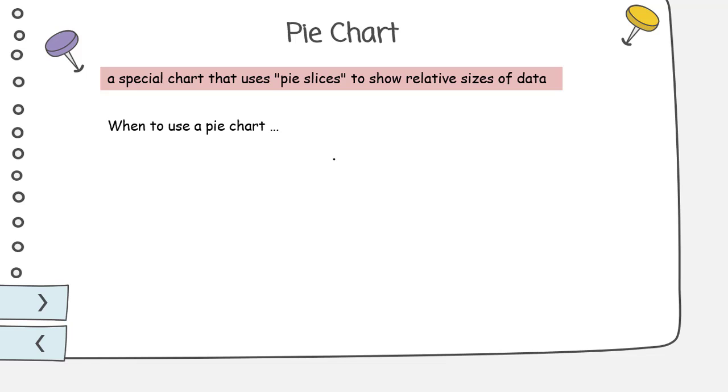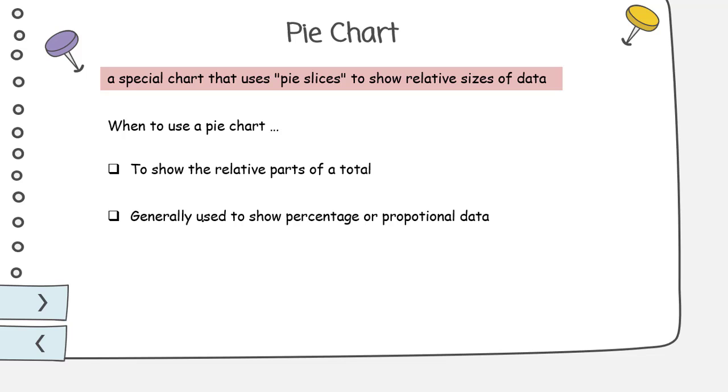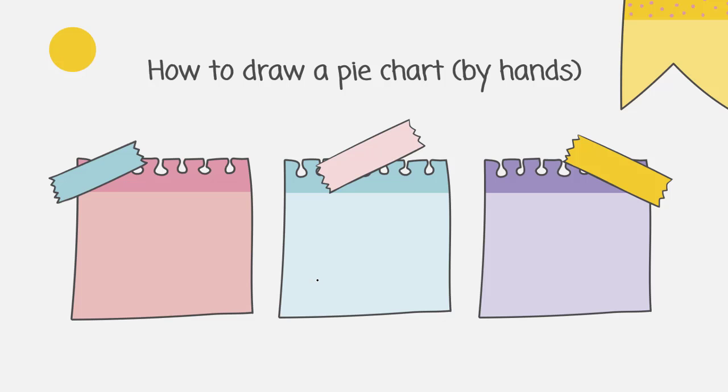When do we need to use a pie chart? If you want to show the relative parts of a total, it is generally used to show percentage or proportional data. And lastly, if you want to display data that is classified into categories.